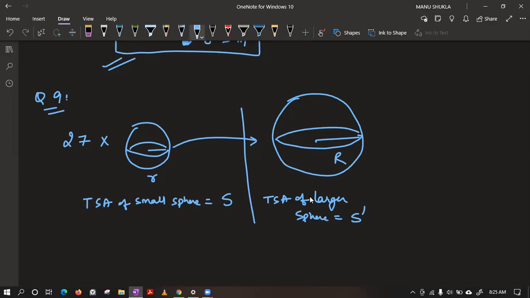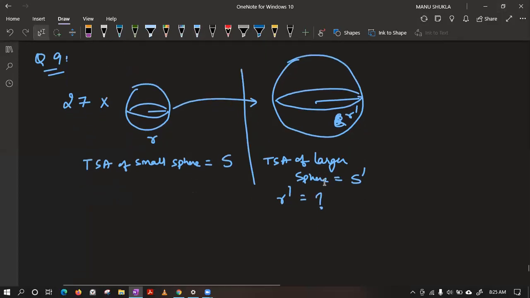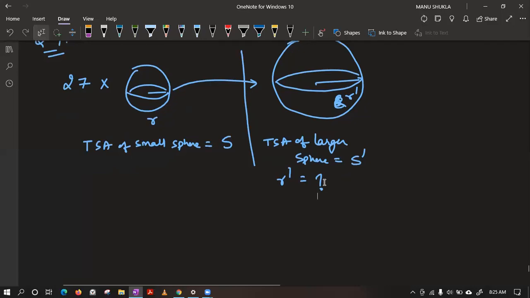We have to find the new radius, that is R dash. We have to take it as R dash, sorry. R dash is missing. Please tell me how we can find this. Class, please tell me how we can find the value of R dash or how we can equate these two. Anyone? How to find the value?